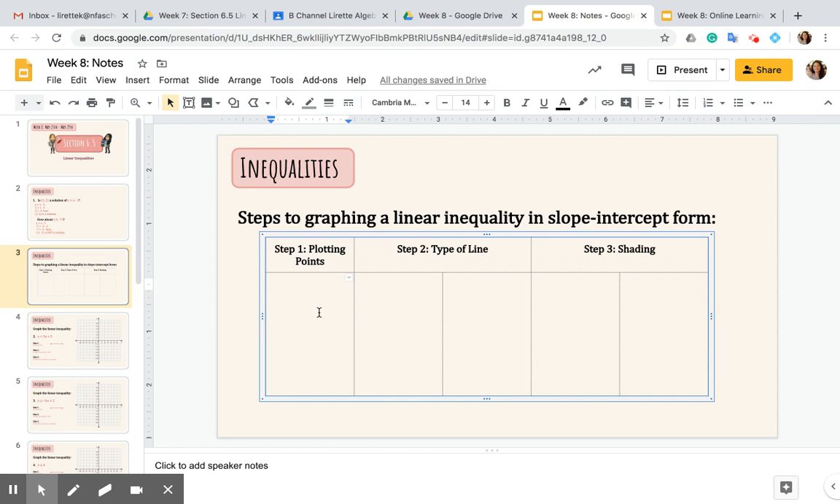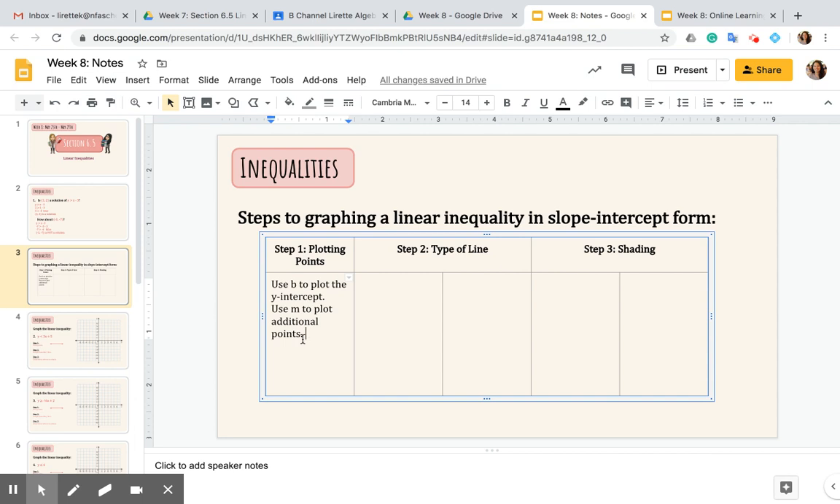So step 1 is going to be the same as always. If you were plotting an equation in slope-intercept form, these are the steps that you would follow. So step 1 is not different from what we've done in the past. Step 1 is you're going to use B to plot the y-intercept, and then you're going to use M to plot additional points. Typically 2 is best. For inequalities, though, you want to plot as many points as possible.